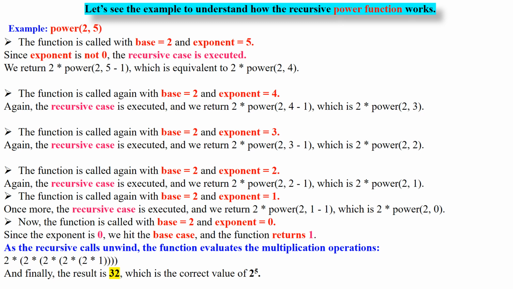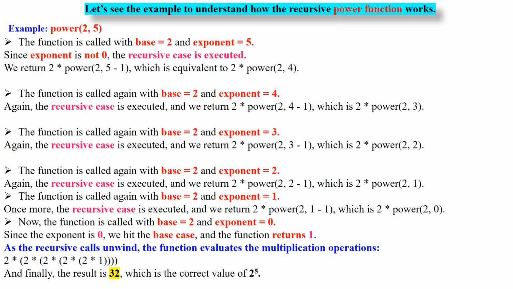The function is called again with base equals 2 and exponent equals 3. Again, the recursive case is executed, and we return 2 * power of 2, 3 - 1, which is 2 * power of 2, 2. The function is called again with base equals 2 and exponent equals 2. Again, the recursive case is executed, and we return 2 * power of 2, 2 - 1, which is 2 * power of 2, 1.